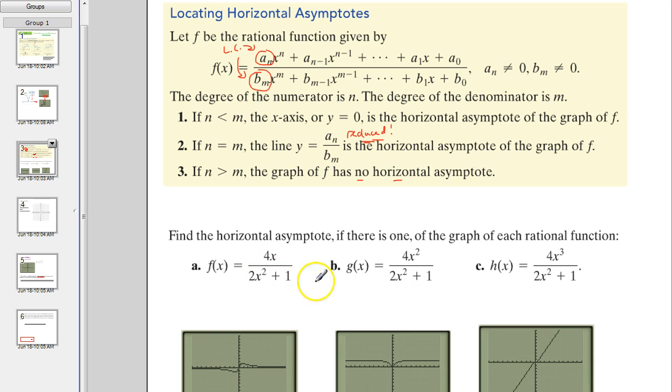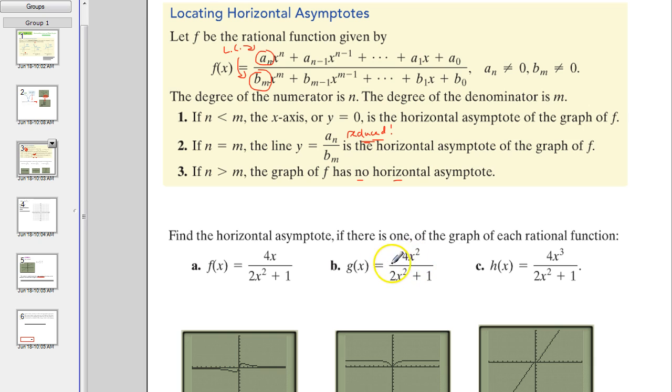So in this example, notice 2x squared plus 1 is the denominator each time. But the power on this 4x goes from 1 to 2 to 3. So right now, the denominator has the biggest power. The degree of the denominator is 2, the degree of the numerator is 1. That's the first scenario. So y equals 0, the x-axis, is our horizontal asymptote. The graph makes its way down to the x-axis on the left and right side.